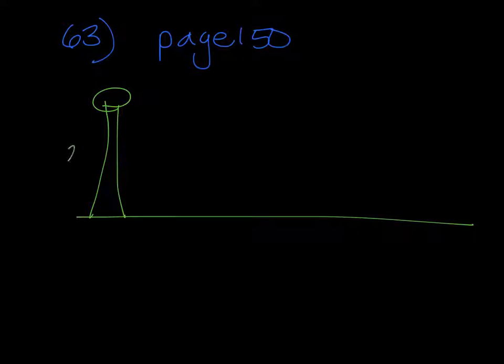Okay, and then on page 150, number 63, it says a guy wire is stretched from the top of a 200-foot broadcasting tower. I have no idea what those look like, so that's what it looks like. So 200 foot. And we have a guide wire, so that's going down to the ground.